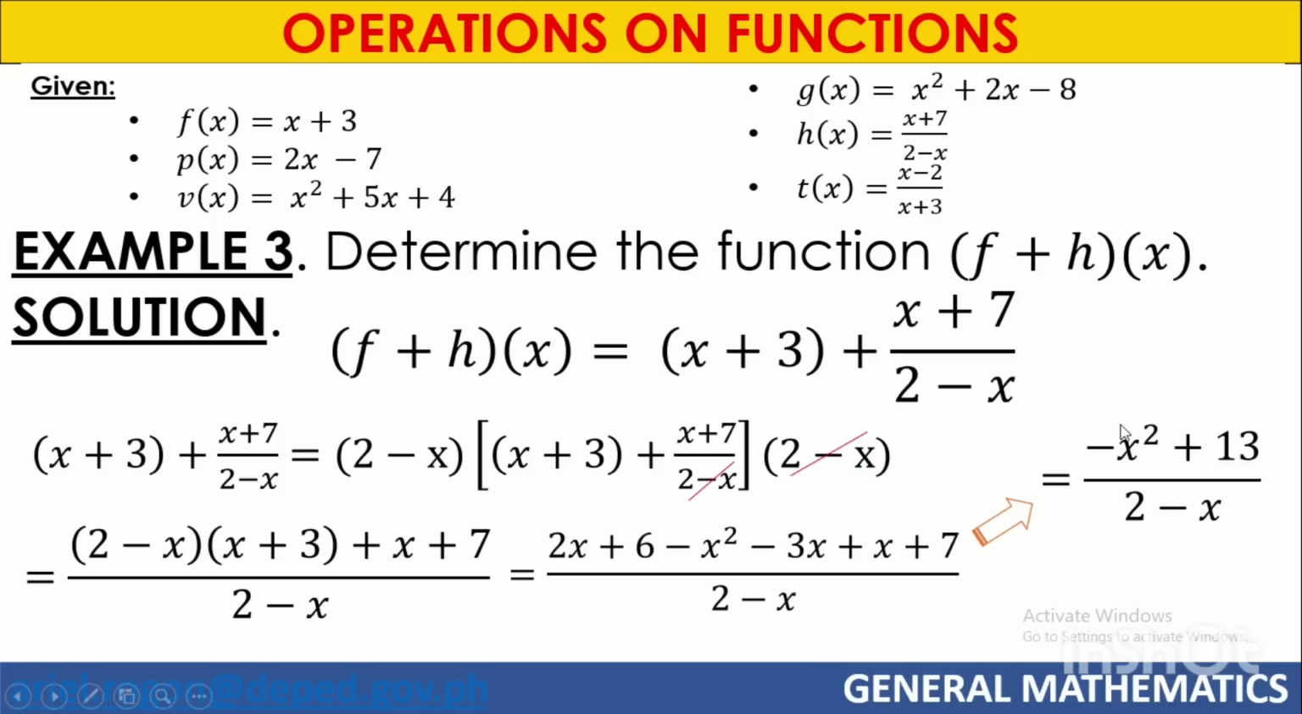So, anong gagawin natin? Imumultiply natin to sa negative 1. Okay, both numerator and denominator. So, kapag minultiply natin sa negative 1, ibig sabihin, itong negative x squared ay magiging positive x squared na. Yung positive 13 magiging negative 13. And then, yung negative x magiging positive x na. Tapos yung positive 2 magiging negative 2. So, this will be the final answer. Okay? Medyo mahaba yung solution nyo, pero sundan nyo lang yung proseso.